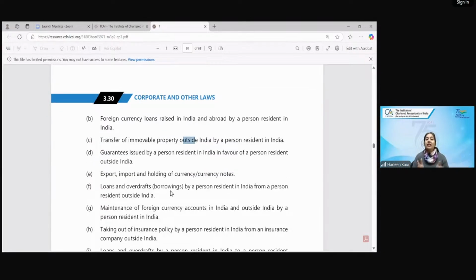Now, there is a guarantee given by a person resident in India in favor of a person resident outside India. Now, Mr. X is taking a loan from a bank in a foreign country, and I am giving the guarantee to the bank that please give money to Mr. X. He will repay. Tomorrow, if he does not repay, then my guarantee will become my contingent liability. Outside India, we also include contingent liability.